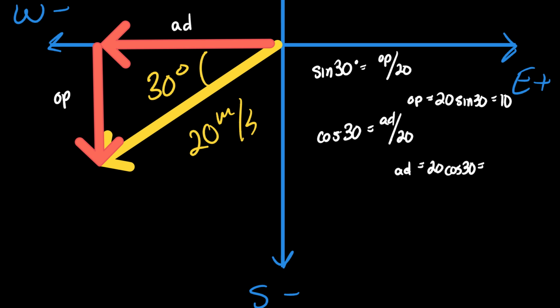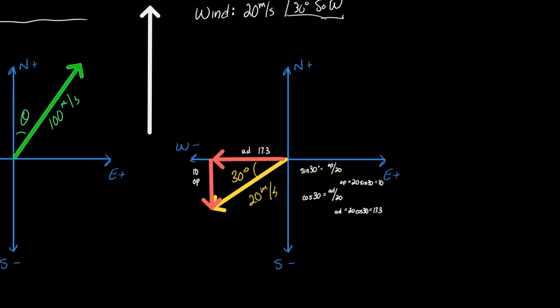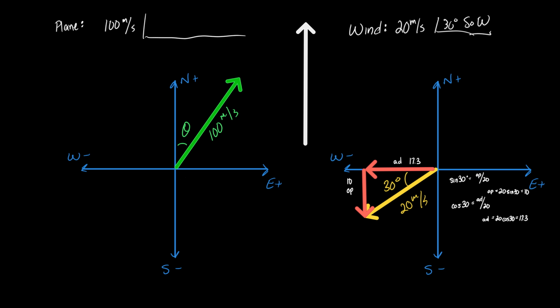so 17.3. So 17.3 and 10. Everybody good there? So for the wind, I'm going to say negative 17.3 in the x hat direction, because this is in the x direction, and negative 10 in the y hat direction, because this is in the y direction. And both of those point in the negative directions. Any questions about those choices?